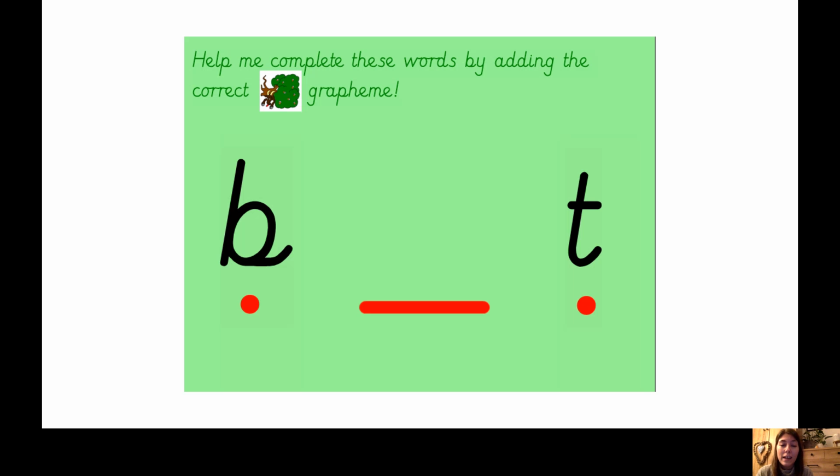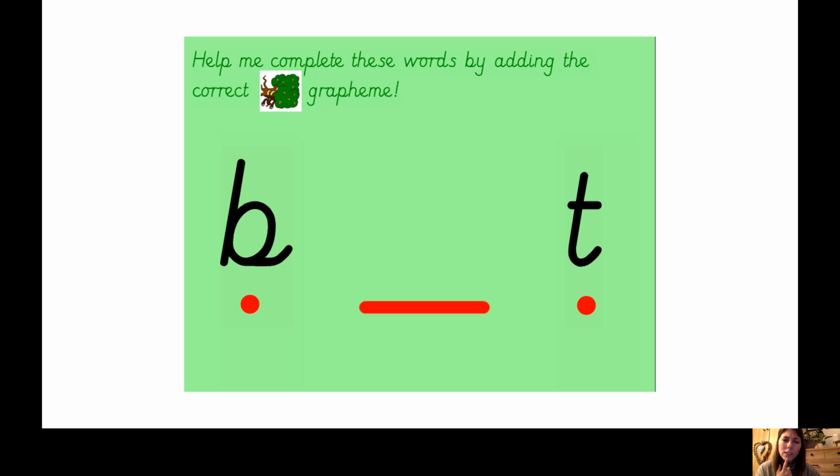On my screen, I have some graphemes already written. Where are the empty spaces? Which sound do you think we're going to have to say to make this word? That's right, the O sound. So let's sound talk what's on the screen, adding the O phoneme in the missing space. What word are we writing here, everybody? B-O-T, boat.